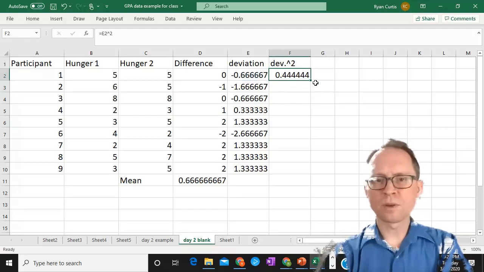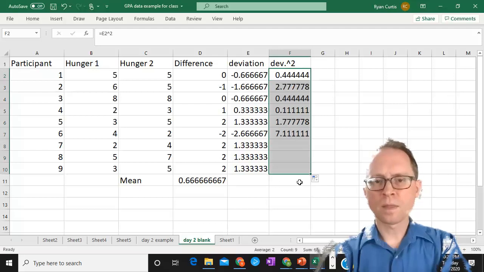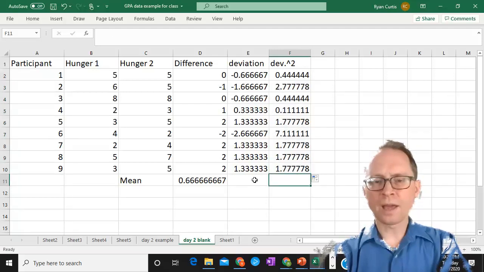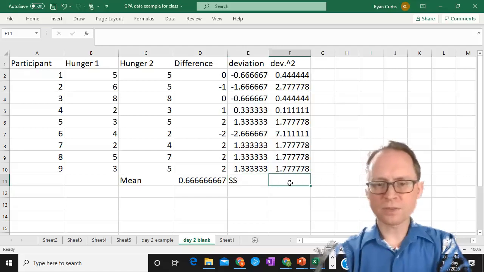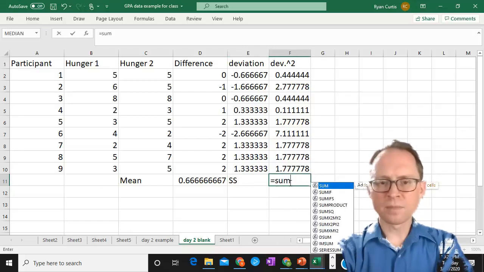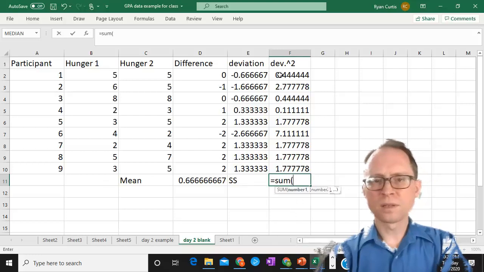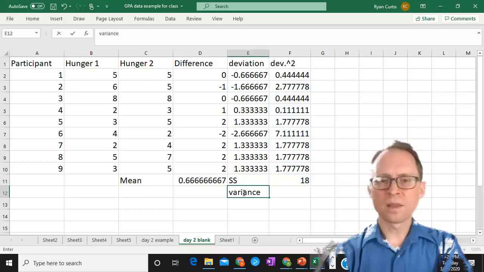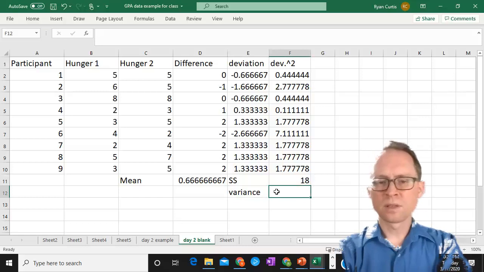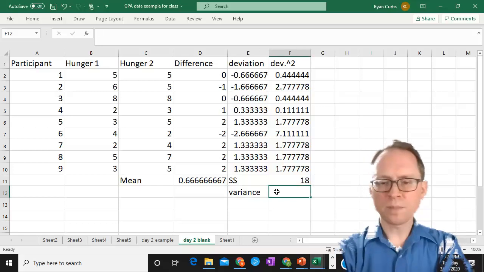We do that for each one of these. And then when we add these up, we get the sum of squares, SS. So this right here is the sum of all of these deviations squared. Okay? The variance is the sum of squares divided by n minus 1.